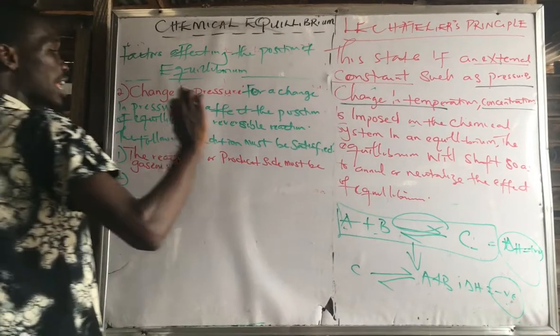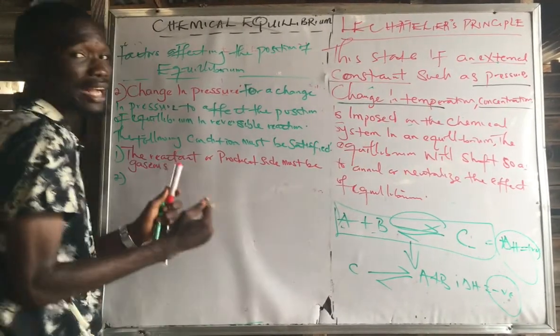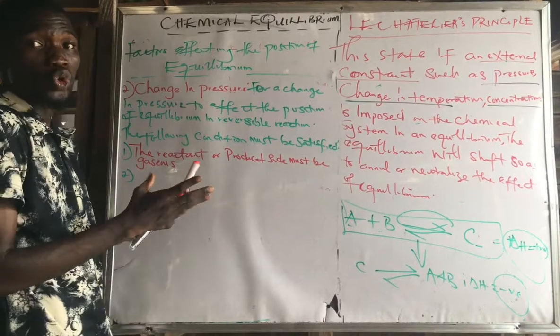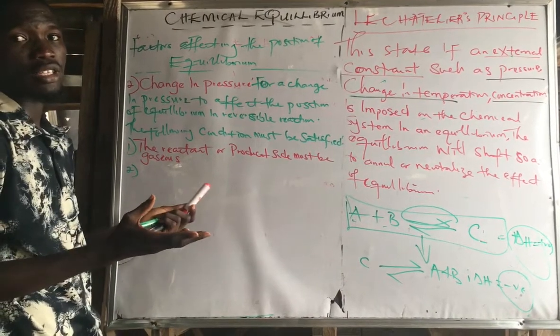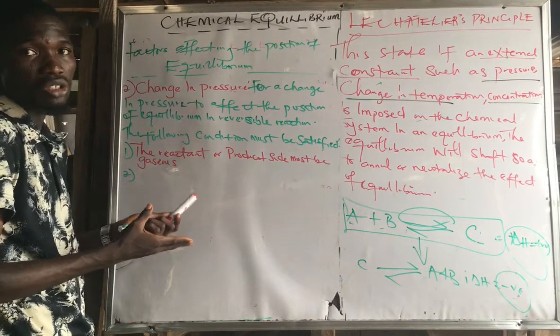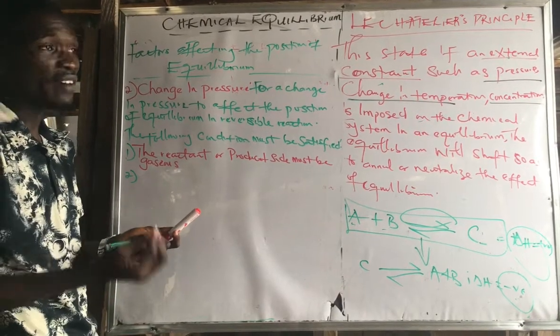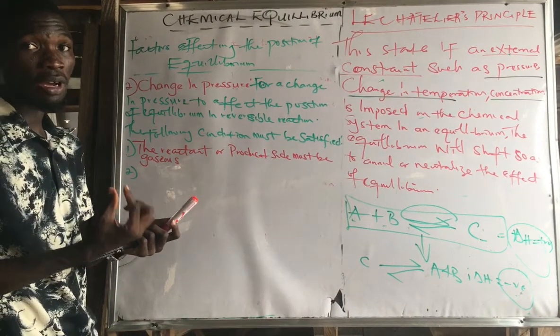So if we are given an equation and the reactant side and product side are having two different equilibrium states, that of the homogeneous and that of the what? Heterogeneous, which I have explained in my former video.